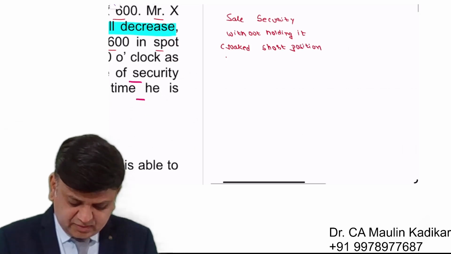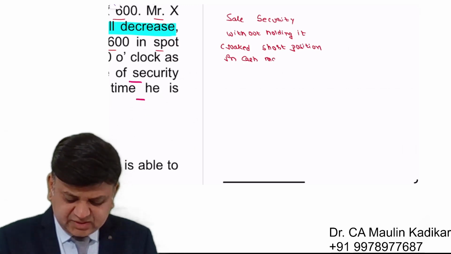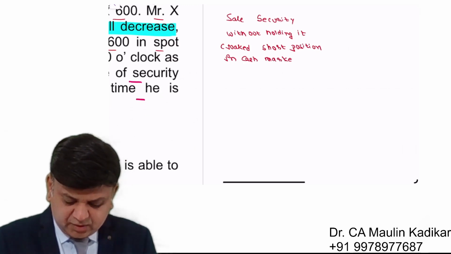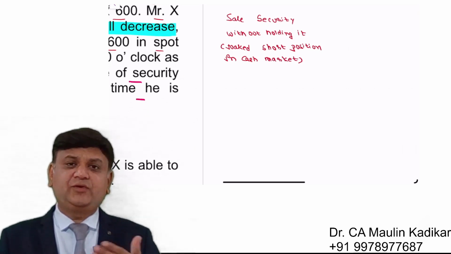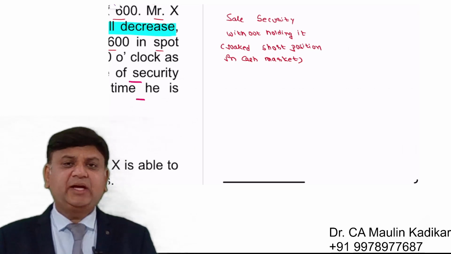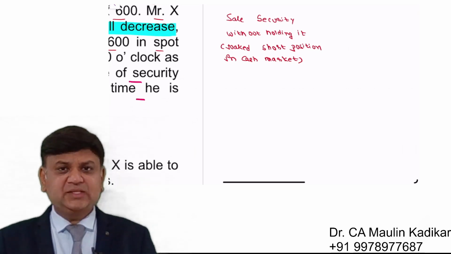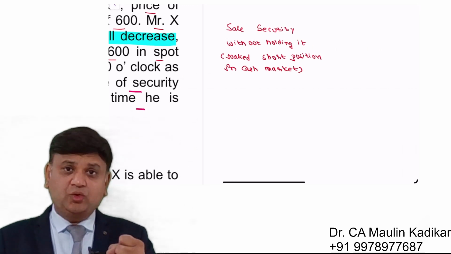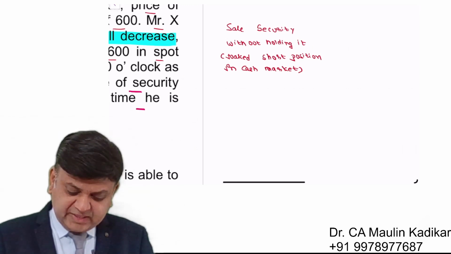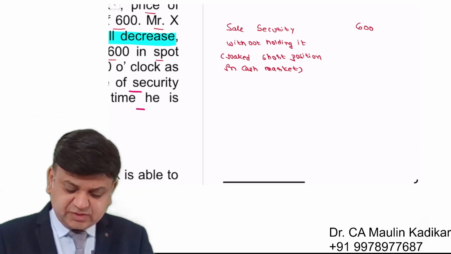In cash market, that is a technical name. The term short stands for you enter into the transaction for sale. Naked short position in cash market means you enter into the transaction for selling of the security without holding it. The price at which you have entered into the transaction for sale is 600.